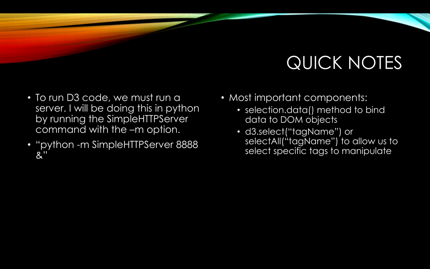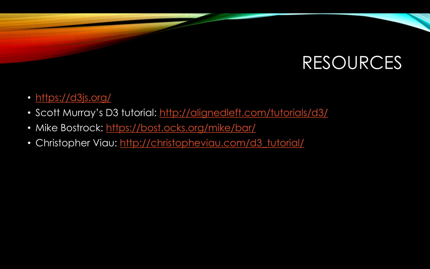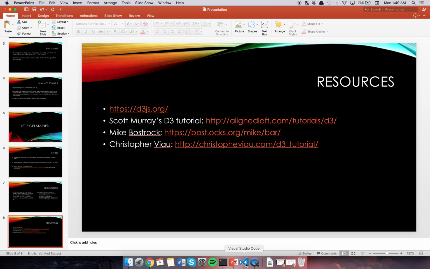All right, and then two quick things. Two really important commands within D3 that I'll be using. This is very important: selection and data, which is used to bind data to DOM objects. I'm going to be using d3.select, and you either select a tag name or you select all the tag names, and this allows us to target specific tags and manipulate their CSS. So here are my resources if you were interested. So cool, let's move over to Visual Studio Code.